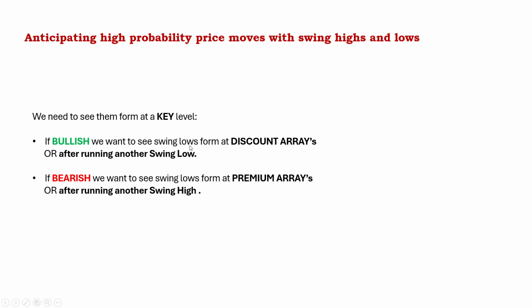if you are at some bullish level, if bullish, we want to see swing low form at a discounted array. Okay, discounted array, as I said in the start, hope you guys understand. If bullish, we want to see swing low form at a discounted level, right? Or after running another swing low. ये दोनों point अभी मैं discuss करूंगा, so don't worry. If bearish, we want to see swing high form at a premium level or after running another swing high.